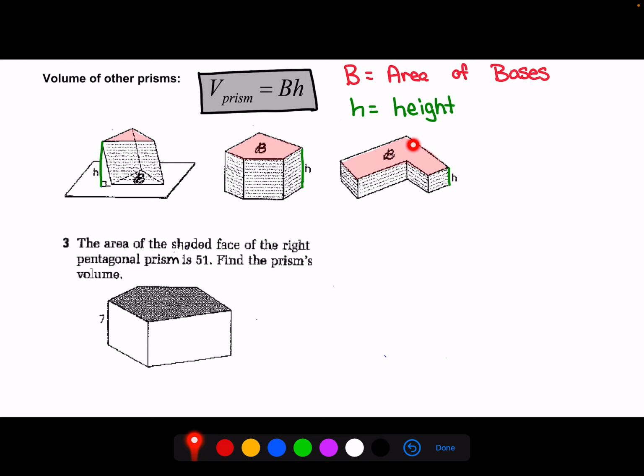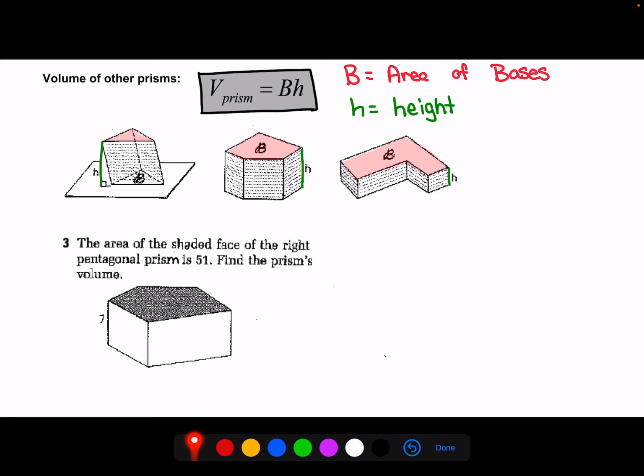And if I had a composite figure, I just find the area of each rectangle and then add them together. So keep that in mind, big B will change based upon what shape we're dealing with. That all depends on the base. So big B will always stand for the base.